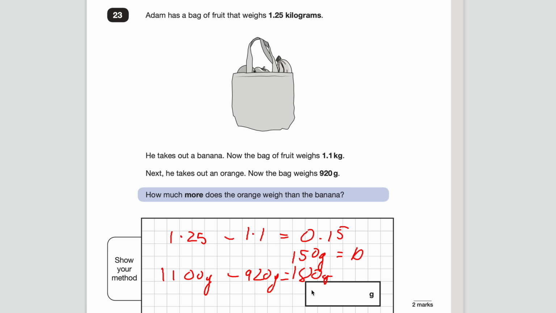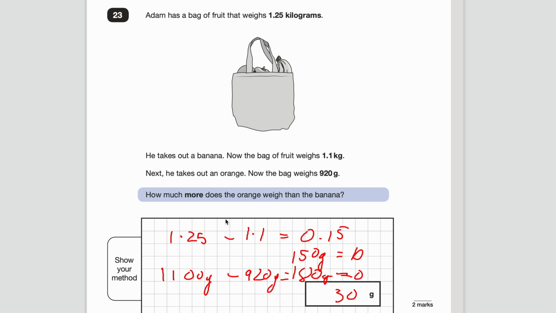Now, that's not the answer. It says how much more does the orange weigh than the banana? The orange, let's put equals O so we remember, is 180 grams, and a banana is 150. So how much more does the orange weigh? Well, what's the difference? It's 30 grams. It's 30 grams heavier, and that's your answer.